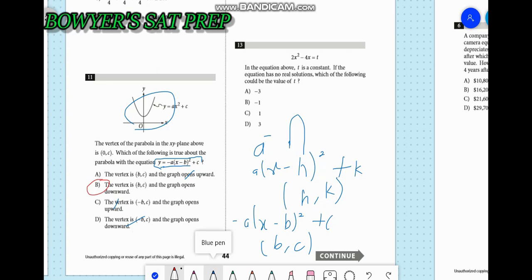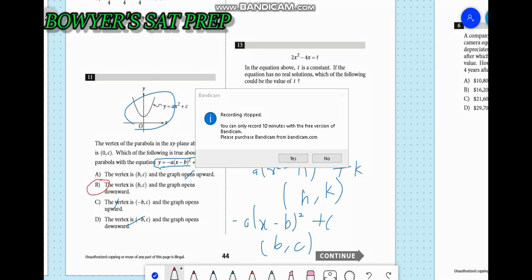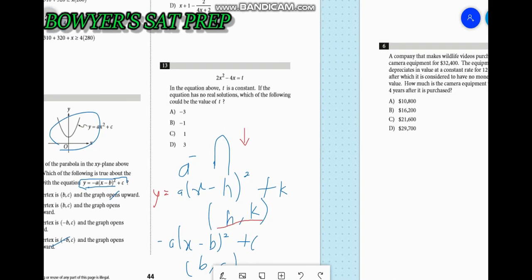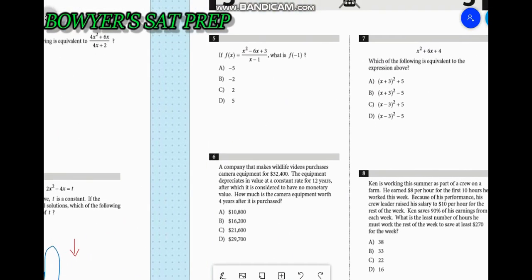So let me go over again. I said, if a is negative, the graph opens downwards, right? And then this is the general form of the parabola, y equals a(x minus h) squared plus k, where h and k are the vertex, right? So this is equivalent to this. Then here our vertex is (b, c). So when you look at the question, the graph opens downward and our vertex is (b, c). So we choose B for the answer. You can go and check the answers if you have any question, but I believe my answer is correct.